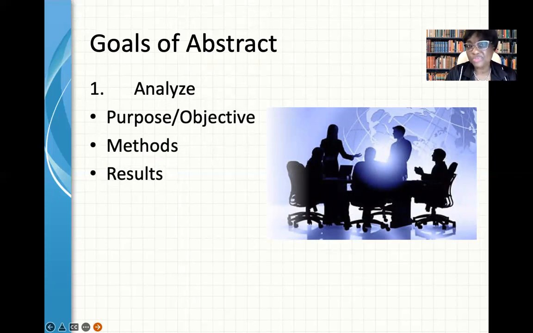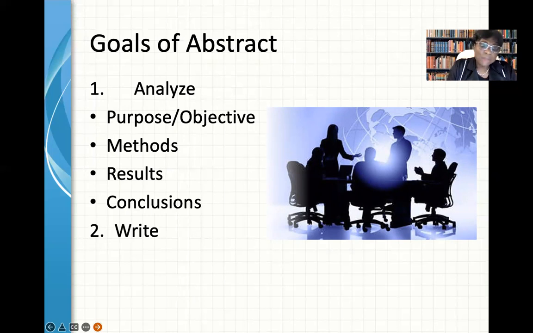What are the goals of an abstract? The very first goal is to analyze. When you're analyzing, you are talking about the purpose or objective of that paper. You are talking about the methods you are going to use, and you are talking about your results or your findings. And you are talking about conclusions.